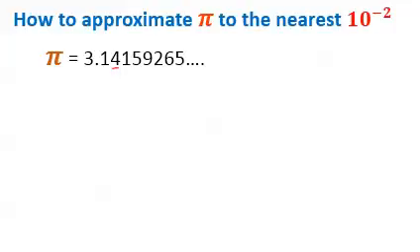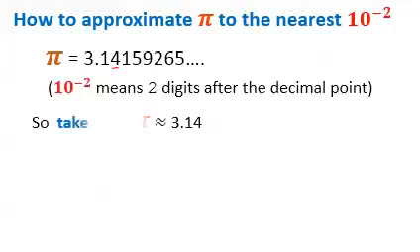So you have, for example, 3.14159265. I want it to the nearest 10 to the power minus 2, to the nearest hundredths. So you stop here. The 4 is not going to be changed because I have 1 just after it. That means it's 3.14.